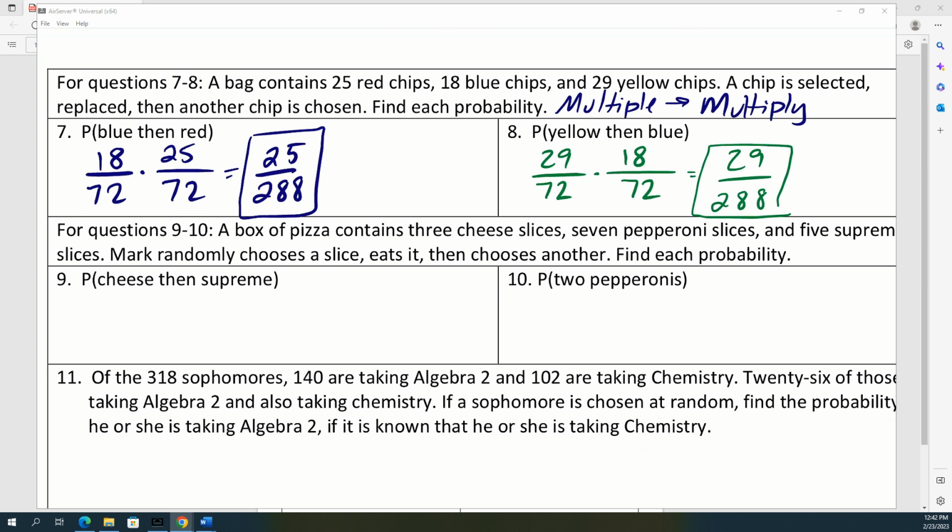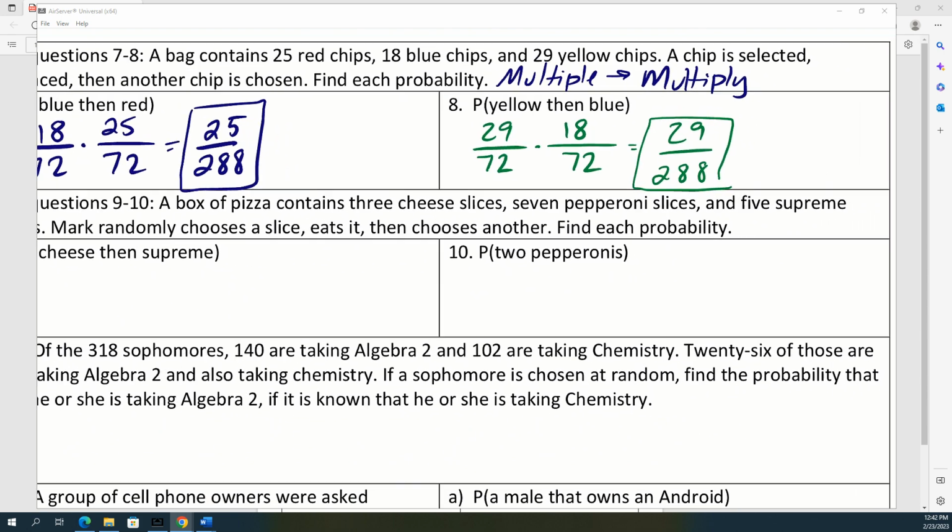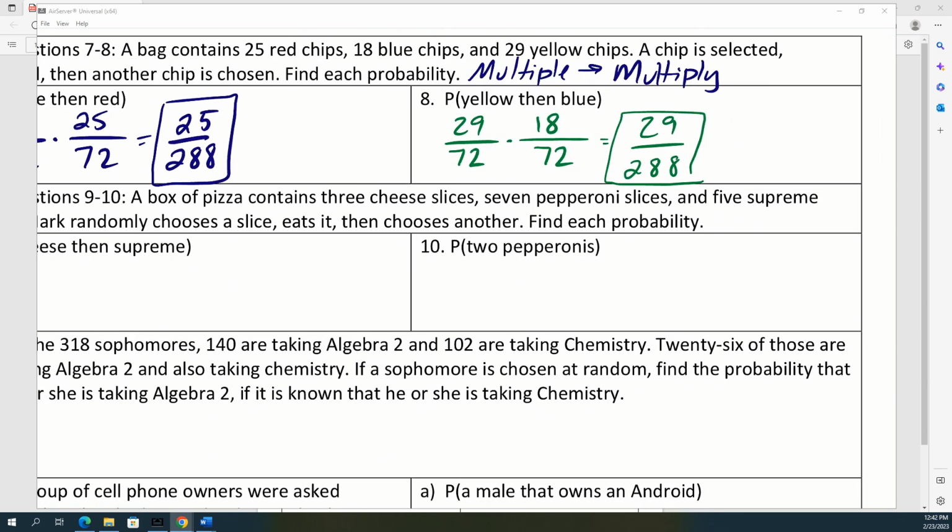All right, so you should end up, once it's all reduced, 29/288. Sounds good? Okay, let's look at this pizza question. So on 9 through 10, a box of pizza contains 3 cheese slices, 7 pepperoni slices, and 5 supreme slices. Mark randomly chooses a slice, eats it, and then chooses another. Find each probability. So how many slices is he choosing?